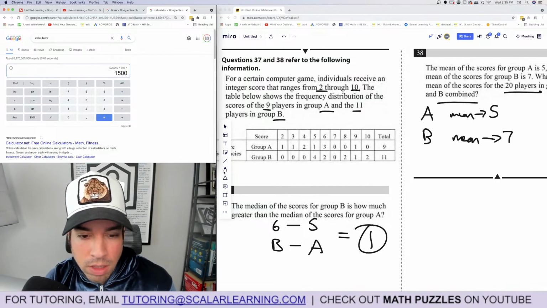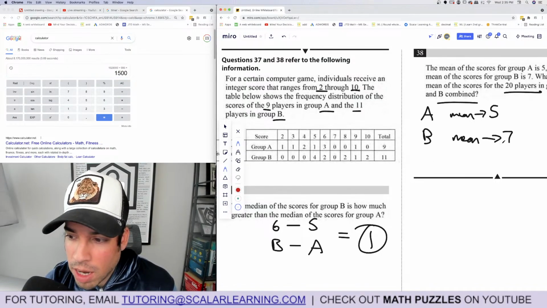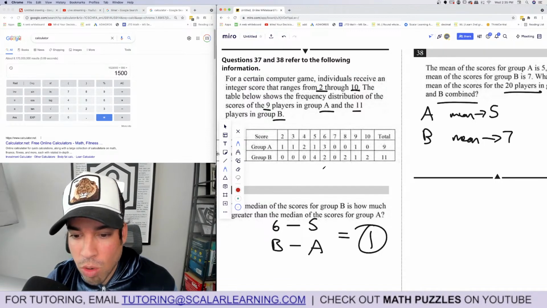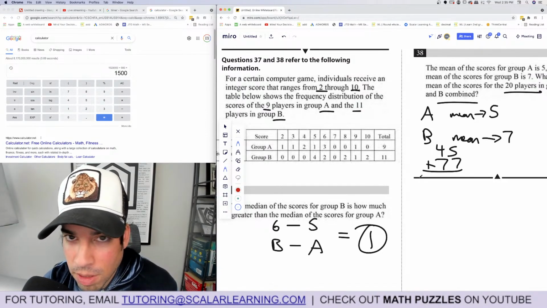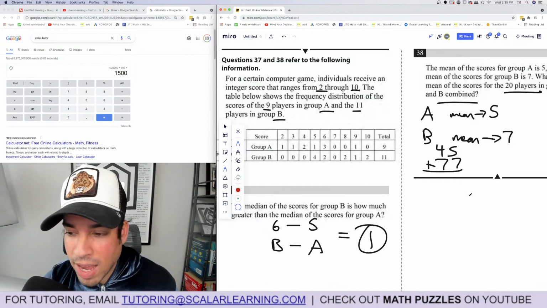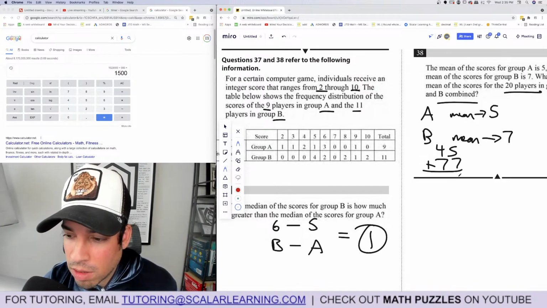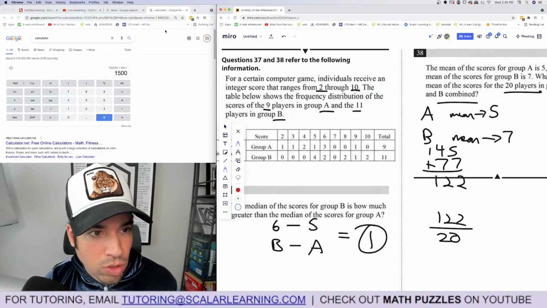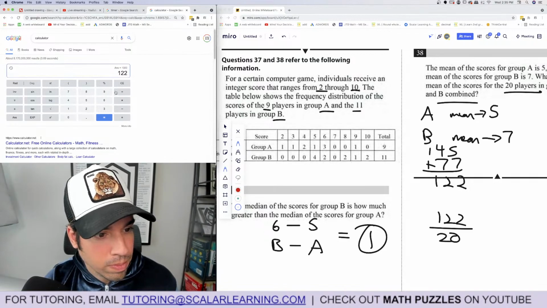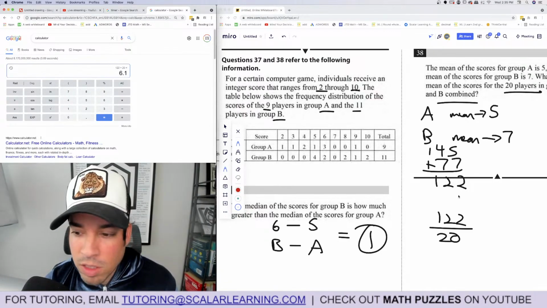Actually, wait a minute. There's a shortcut. I can do the mean times that. That'll give me the total. And I'll show you why. I'll prove it to you afterwards. But 7 times 11 is 77. 5 times 9 is 45, because that's still going to give me the accurate total scores. So you have to add these up, and then we get 2, carry the 1, 11, 12. So it's 122, but then you have to divide by 20. So 122 divided by 20 is 6.1.